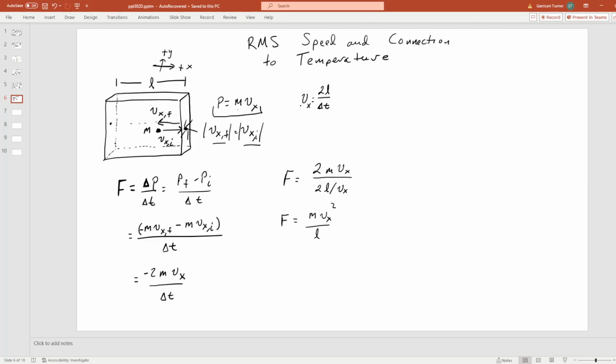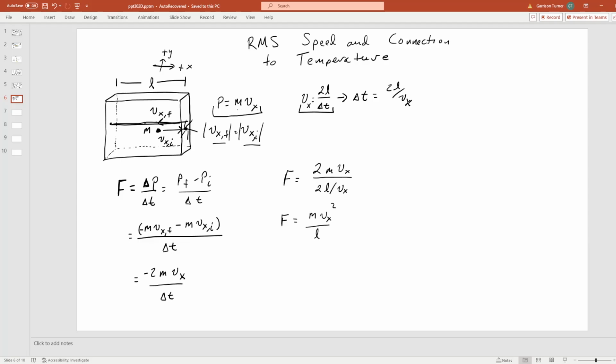But Vx is going to be equal to 2L divided by the time that it takes to move between the wall and then back again. So the particle will start at this wall, hit this wall, and then come back again. And so it travels a total distance of twice the length of the container with some speed Vx. And therefore, the time interval is equal to 2L over Vx.